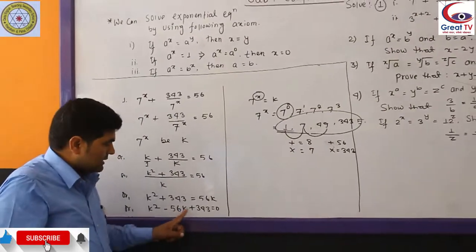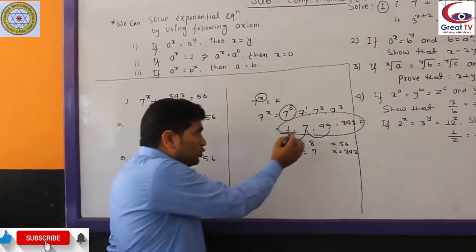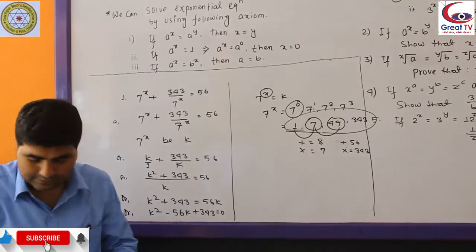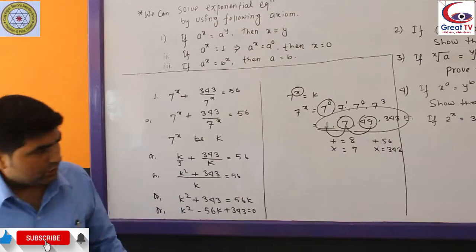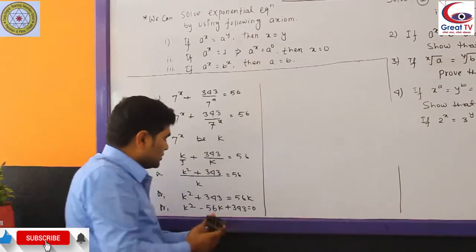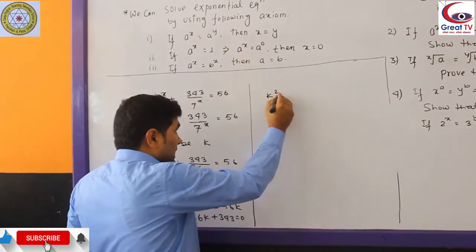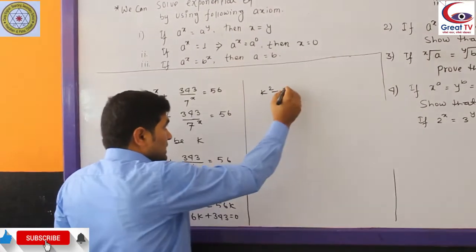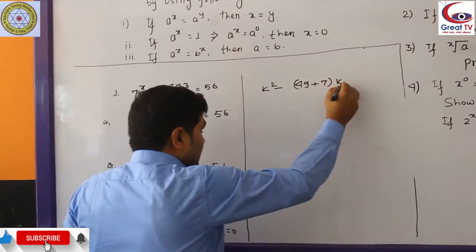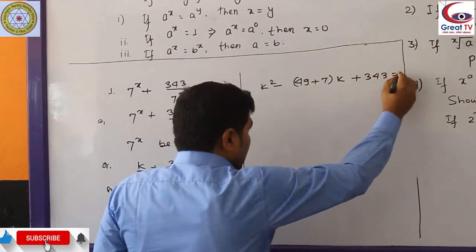The sum is 56 and the product is 343, which means the two factors are 7 and 49. When we use the first into last method, we can take here k square minus 56k, that is 49 plus 7, k plus 343 equal to 0.